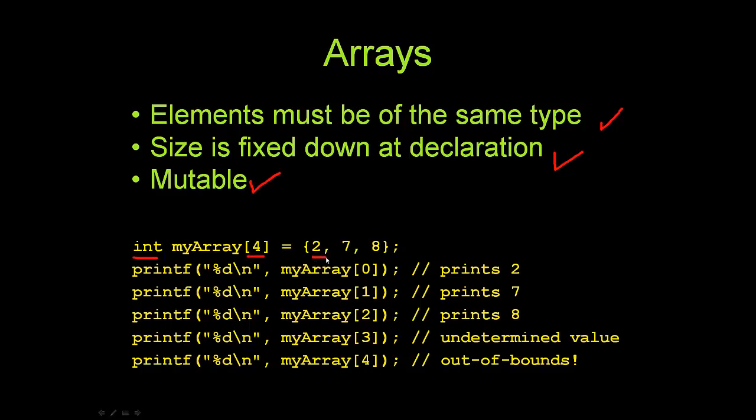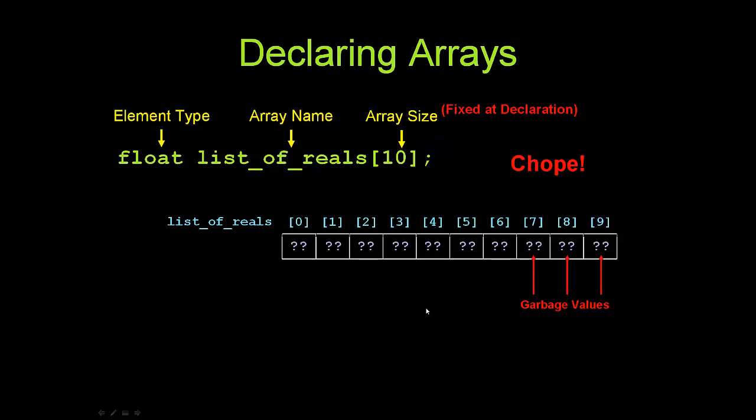A simple example is that you can declare an int array of 4 integers, and you can put 2, 7, and 8. It turns out that this will map to 0, 1, and 2, just like in the Python list, and then the 3 is actually indeterminate, and the 4 will be out of bounds. You can declare the array as follows. You have the type of the array, the name, and how big you want the array to be. If you do list of 10 floats, you have 10 different variables. Essentially what you're doing in declaration is allocating memory. You're saying that I need to set aside so much memory for my array.